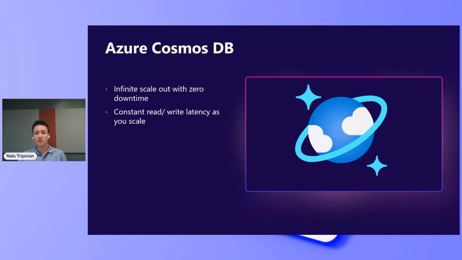for point reads for a 1 kilobyte doc, that will be about one request unit. Queries, on the other hand, might need a fan out across multiple physical partitions, which can impact your performance as you scale. However, through the SDK, you can tune these queries in order to mitigate this.